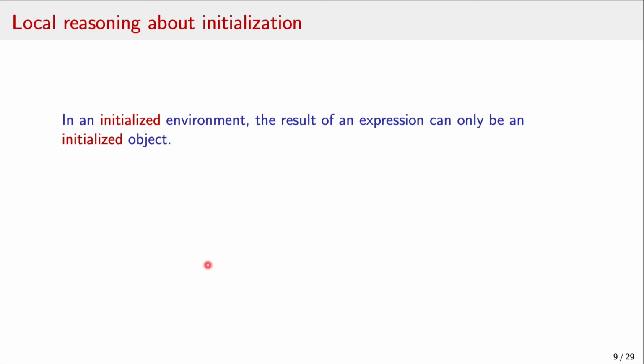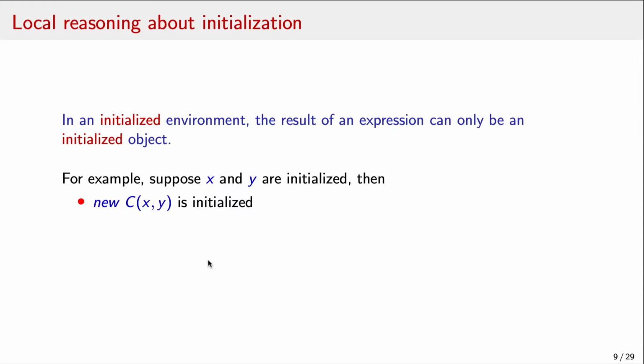Roughly speaking, local reasoning means that in an initialized environment, we may only produce initialized objects. For example, suppose the environment variables x and y both point to initialized objects. Then local reasoning enables us to conclude that the result of the expression new C(x, y) is an initialized object. The same goes for the method call x.m(y), no matter whether the method m is a virtual method or not.